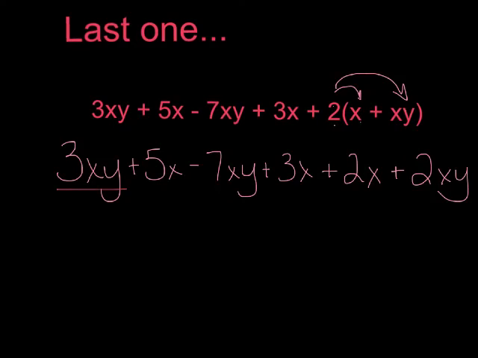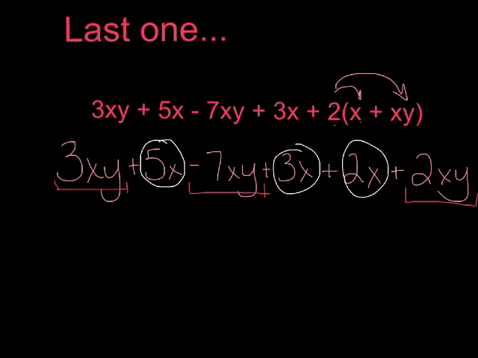Now, go through and find like terms. xy can only be combined with other xy terms. We've got a negative 7xy, this is 3xy, and 2xy. Then let's look at what else we've got. We've got a 5x. What else goes with that? We've got a 3x and a 2x, and that covers all the terms that are listed there.